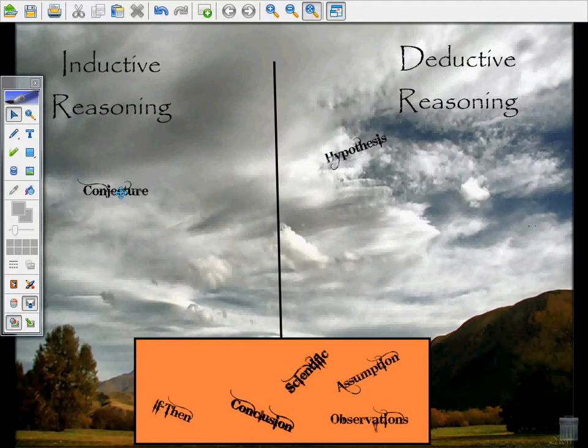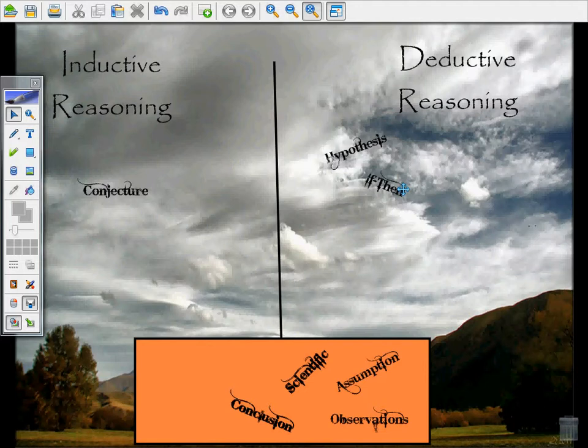How about if then? What do you guys think about if then? Why? And I'll tell you an example. Like, if it rains, the ground will be wet. That's a fact, right? If then is usually going to be deductive because it's saying if this fact happens, then this is what the conclusion will be. So it's usually going to be deductive.